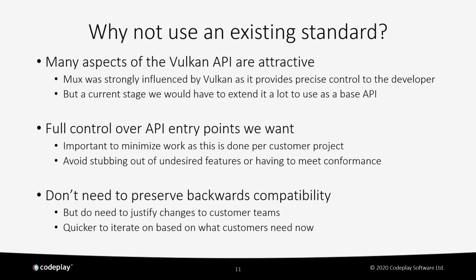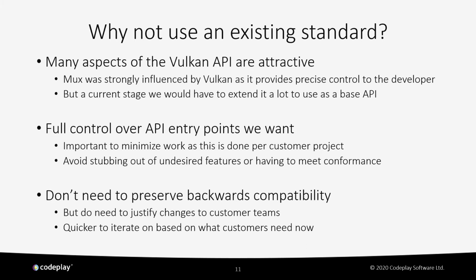So at the point where we were creating this project, we created a new API, MUX. This enabled us to have full control over exactly what API entry points we wanted. It's important to not have any additional things because this work gets repeated for every customer project, so it must be minimized. Therefore, we want to avoid having to stub out undesired features or to implement things merely for the sake of meeting conformance.